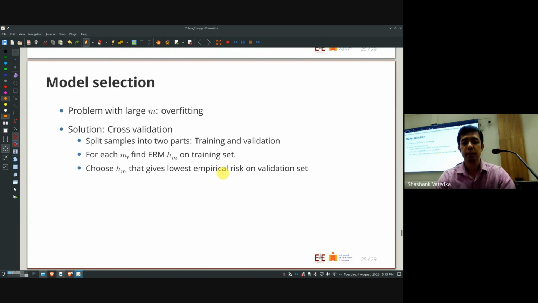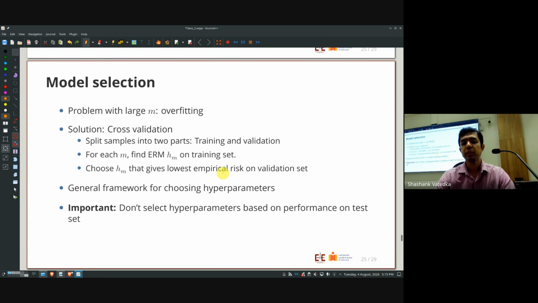You choose that HM that gives you the lowest empirical risk on the validation set. In general, this is a very general framework for choosing hyperparameters. One thing to keep in mind is that you don't choose the hyperparameters based on the performance on your final test set. It's done using the validation set, which is kept separate from the test set. Never mix the two. If you choose your hyperparameters based on how well the model performs on your test set, then whatever results you get from your test set are not valid anymore. The test set is sacred. You don't make any decisions about choosing hyperparameters or your learning algorithm based on the test set.